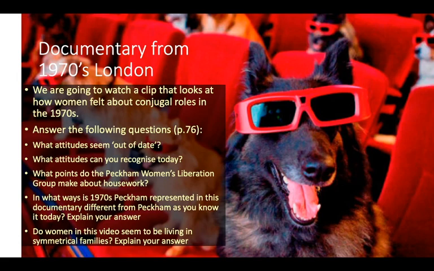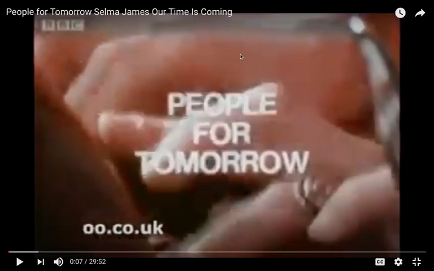Now if you are doing this by yourself, the video here is actually embedded in the PowerPoint, so you can just click on play, and then the whole thing is there. You only need to watch the first 5 minutes. It is also on YouTube here as well, called People for Tomorrow by Selma James. Our Time Is Coming. We're just gonna watch it here on YouTube.